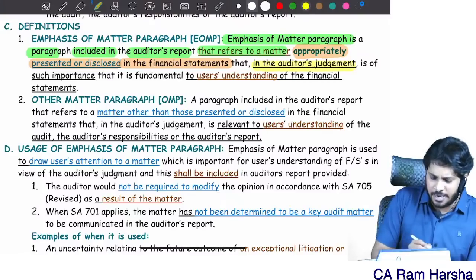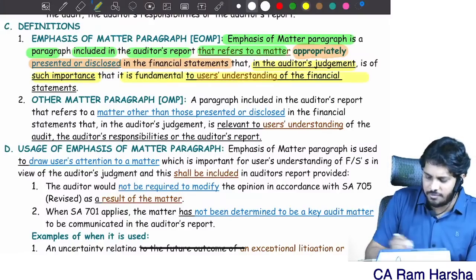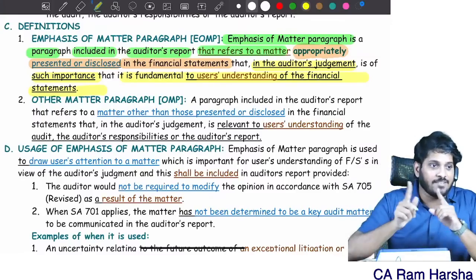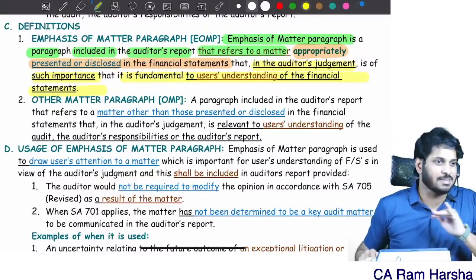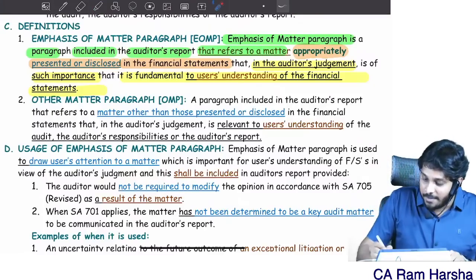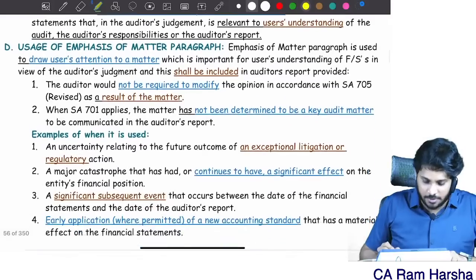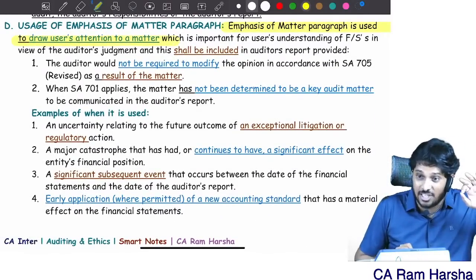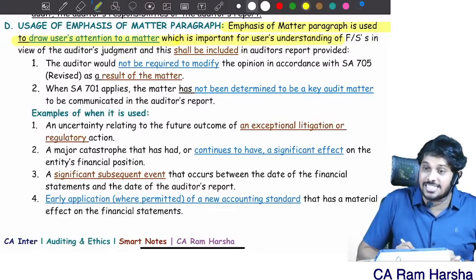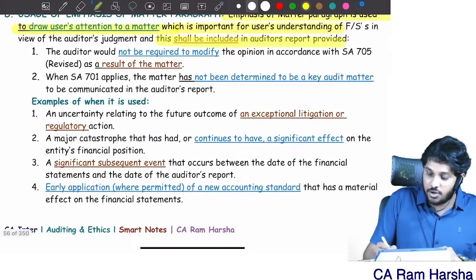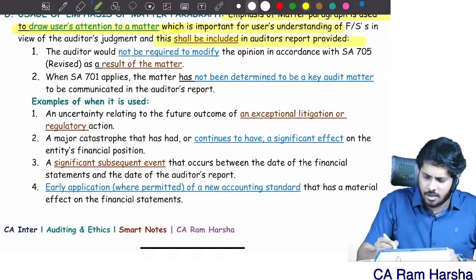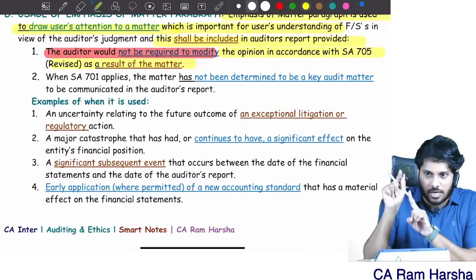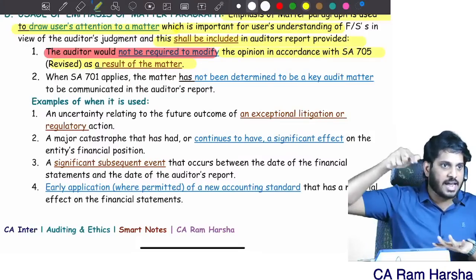In the auditor's judgment, it is of such importance that it is fundamental for users' understanding of the financials. If I feel they are fundamental, I will highlight them. Otherwise, I will not. As simple as that. And if I have to highlight them, they must be presented appropriately. Now you see the usage of emphasis. It can be used to draw attention to a matter which is important for users' understanding. This emphasis can be included only when the auditor would not be required to modify the opinion on that matter. If I don't have any objection to the 41st point, then only can I highlight it.